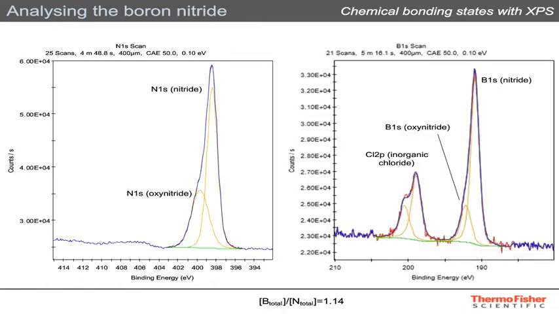Additionally, if we perform high energy resolution XPS analysis at 0.1, we can investigate the chemical bonding states of a nitride surface. Spectra of the nitrogen and boron region are shown on this slide. Both nitrogen and boron spectra indicate that we have the expected boron nitride bonding, but we also have oxidized boron nitride as well. XPS also detected chloride contamination on the surface. This information is not easily available from Raman spectroscopy.